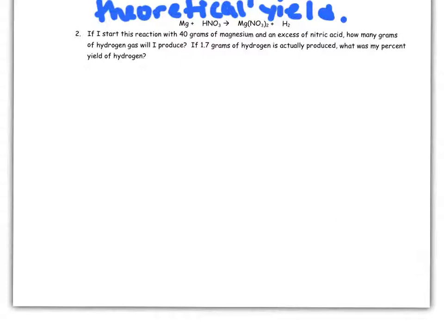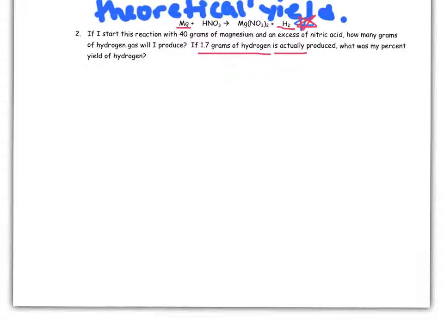So I have this equation here. Oops, I'll do it in red. I have this equation here. And it says if I start with 40 grams of magnesium, which is right here, and excess nitric acid, which means I have as much of the other reactant as I want, how many grams of hydrogen gas will I produce? I'm starting with 1.7 grams of hydrogen. No, I'm not. It says 1.7 grams of hydrogen is actually produced.